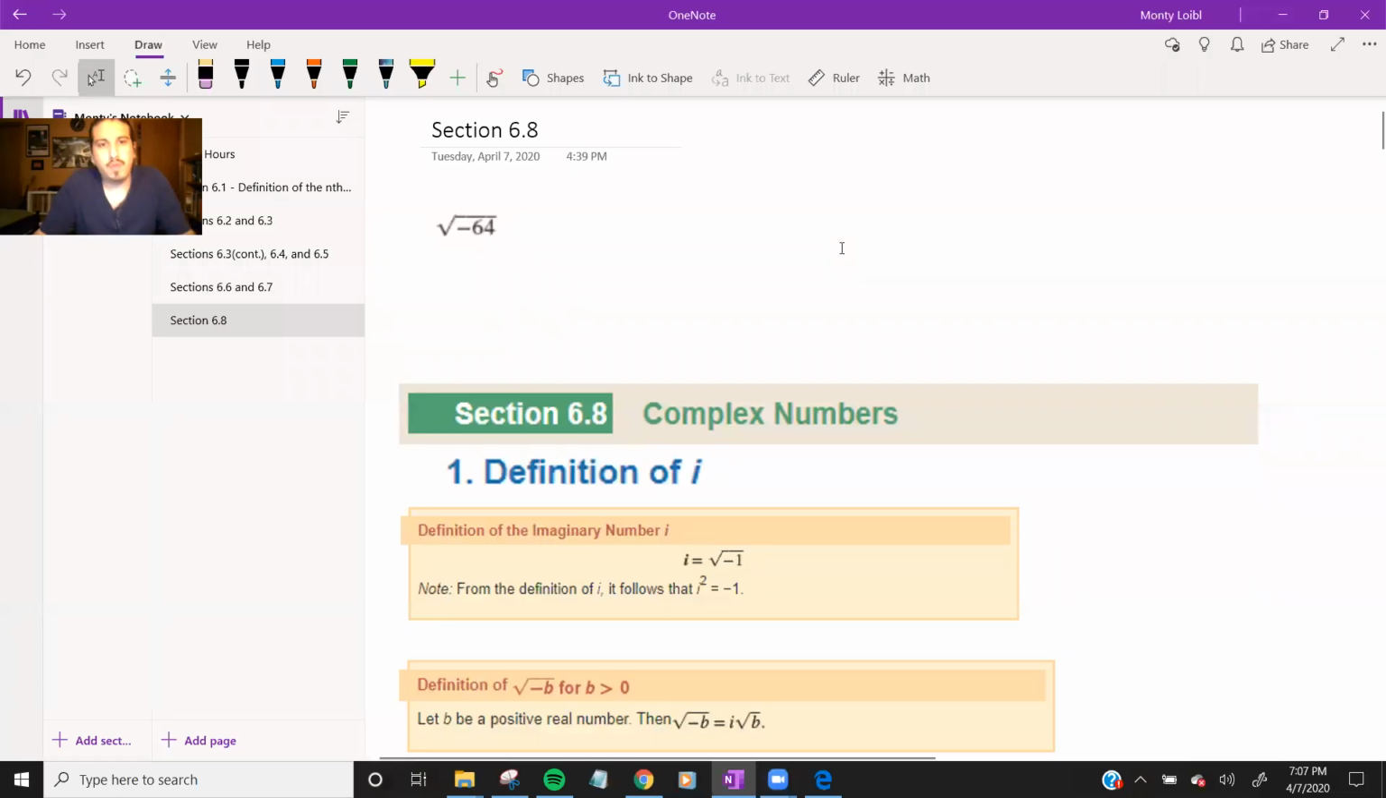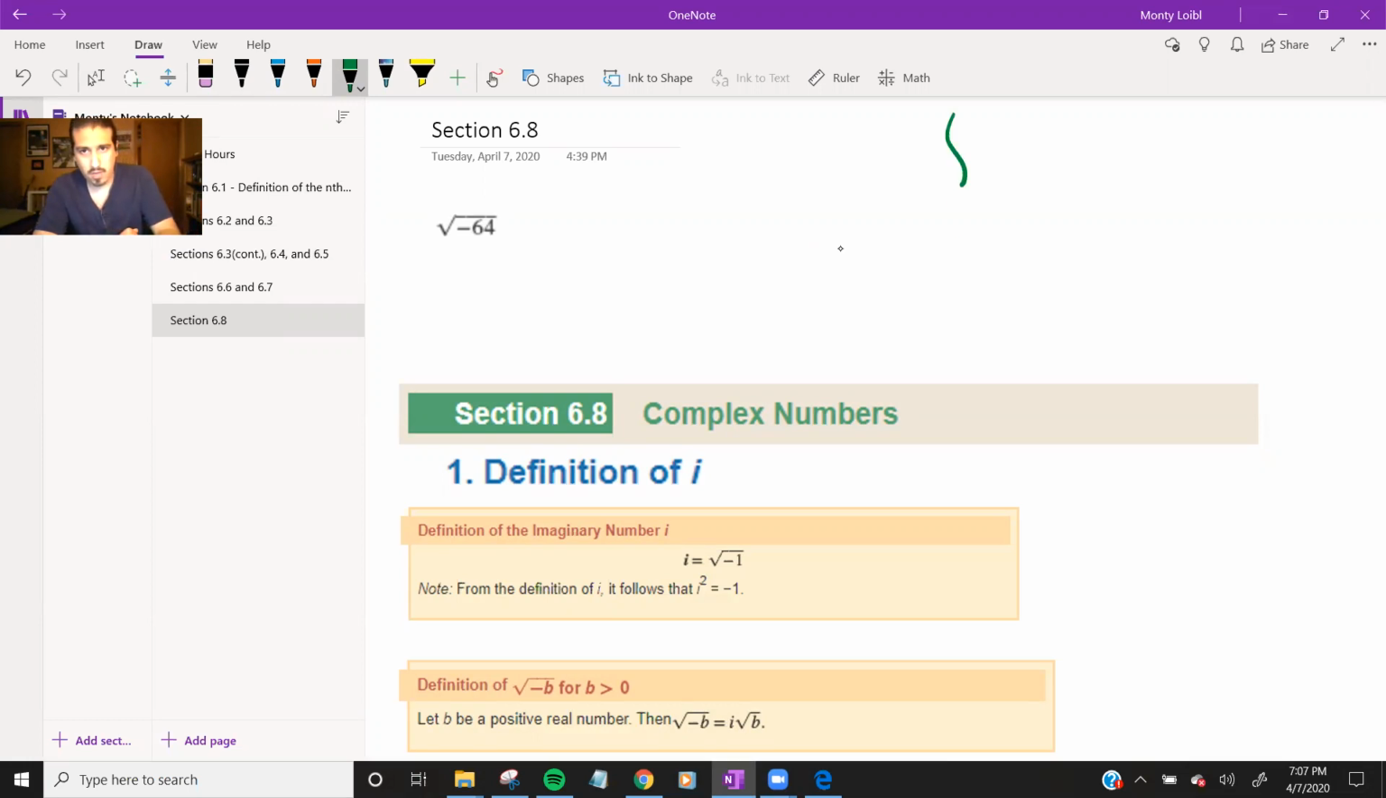Okay, so today we're talking about section 6.8. That's the only section we're going to be talking about today. And then Thursday we'll deal with chapter 7. We'll start with that and then continue with that next week.